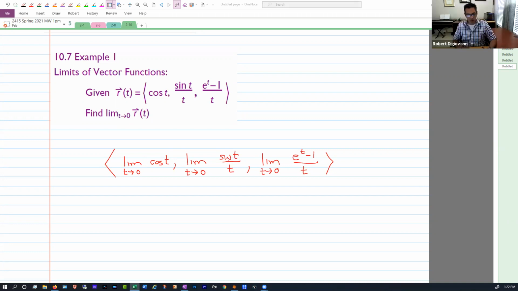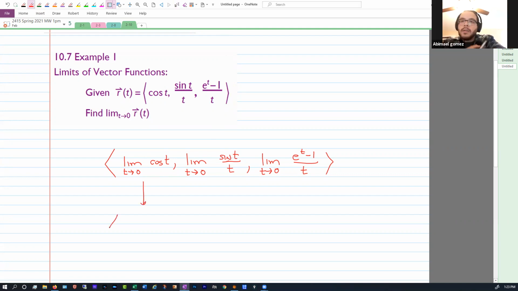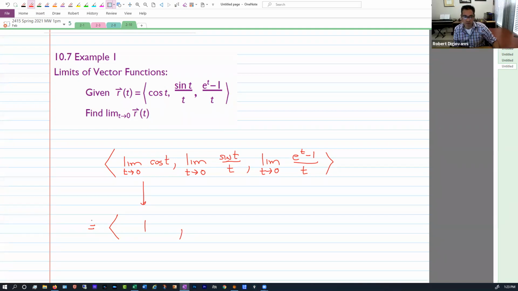Good. Okay, so I'm going to ask you for some limits here and put you on the spot. When we do a limit, I'll remind everyone, we always try direct substitution first. So we let t be 0, plug it in, and see what you get. What do you get for this first limit? 1. Okay, cosine 0 is 1. And notice that my answer is a vector. Do y'all see that? My answer is going to be a vector. All right, how about the next one?